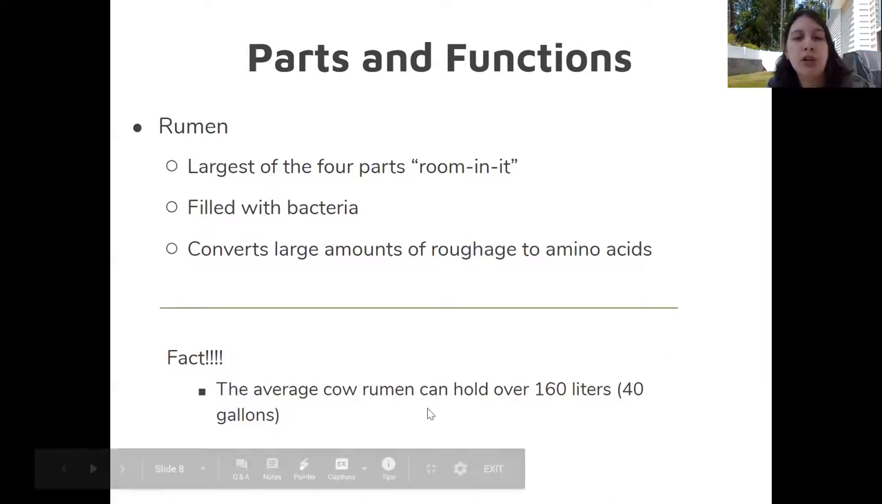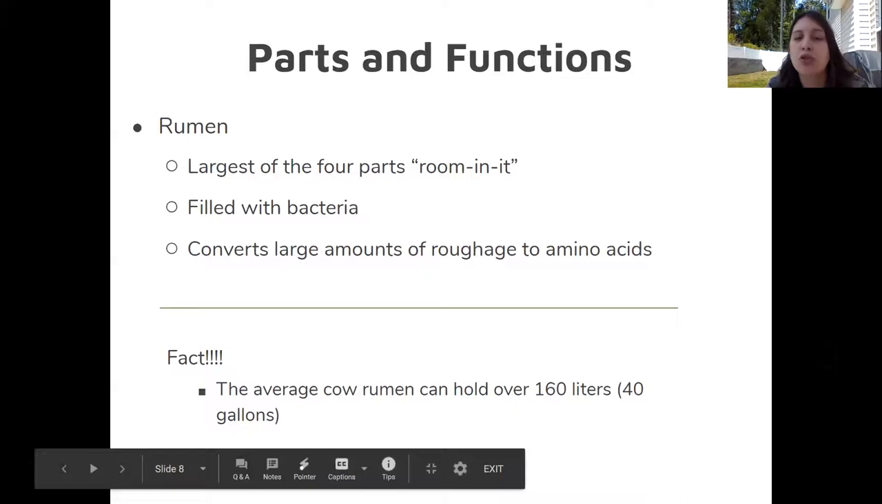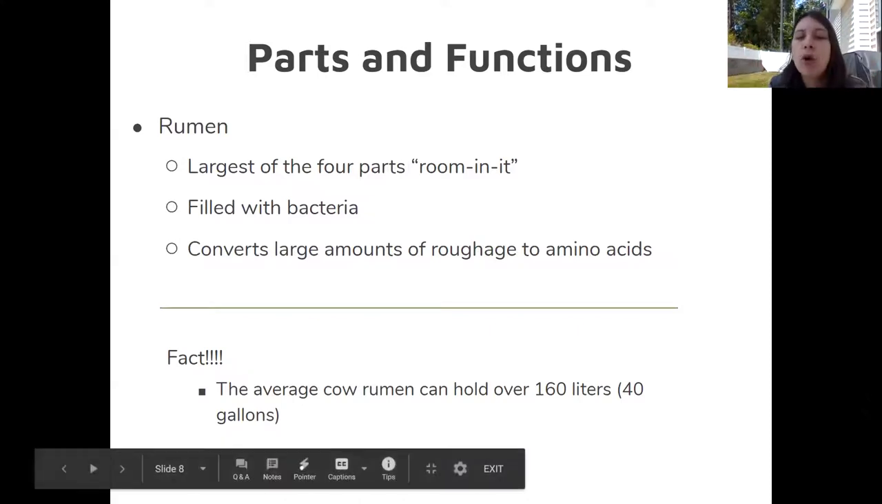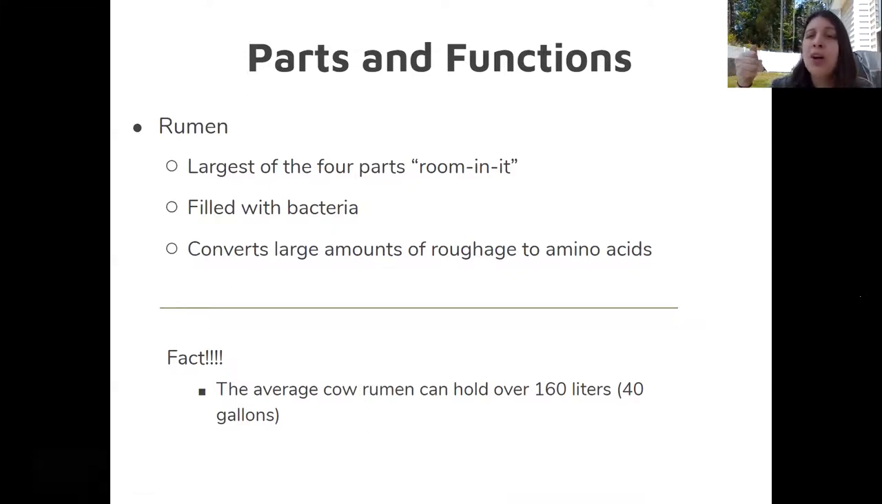And if it helps for you to put it into perspective, the cow's rumen, like just that one compartment of the cow's stomach, not the entire stomach, but just that one compartment of the cow's stomach can hold 40 gallons. So think of like your 2-gallon jug of milk. It can hold 20 of those in liquid because it's huge.